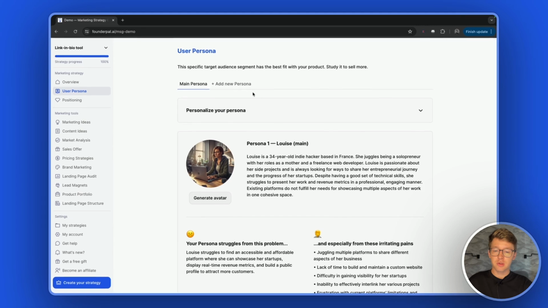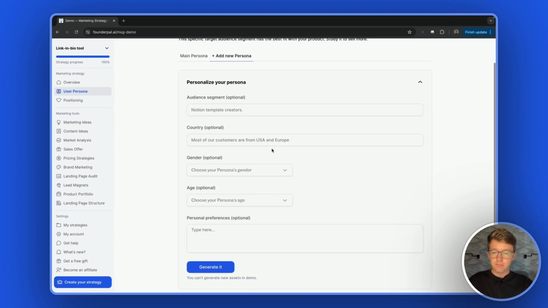And when you create a persona, you can just say, create persona for my business, and AI will decide what's best. But if you have some ideas, for example, the age bracket, or the country, or some specific segment, you can mention it and make your persona as personalized and as unique as you want.